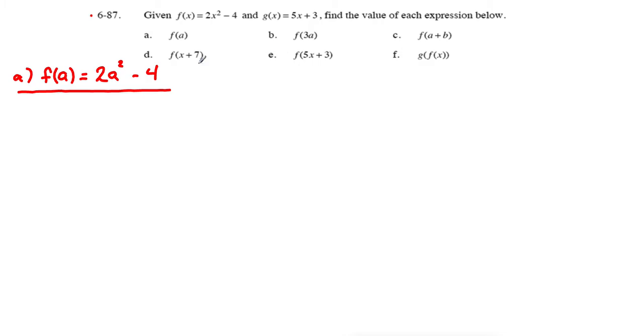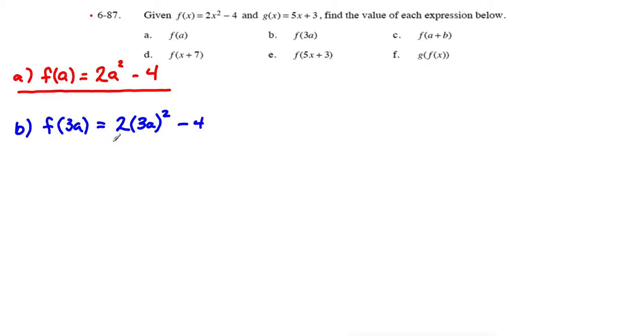We've got f of 3a. So we've got our function f. Our input is now going to be 3a, which means when we plug it in, we're going to be doing 2 times, instead of just a, now that we have a product, we need to think about putting that in parentheses. We have 3a, because we want both parts to be squared. And then we have minus our 4.